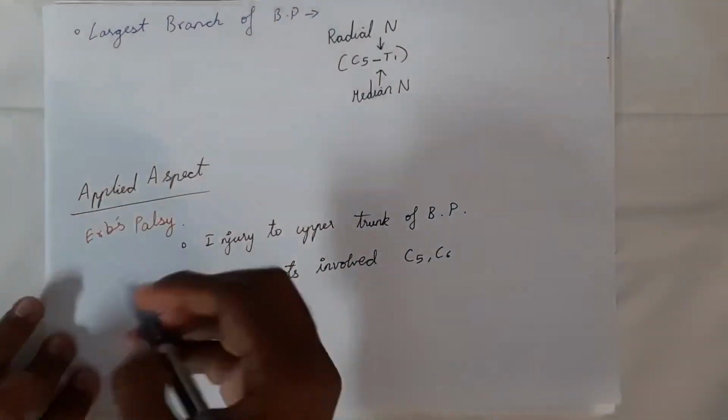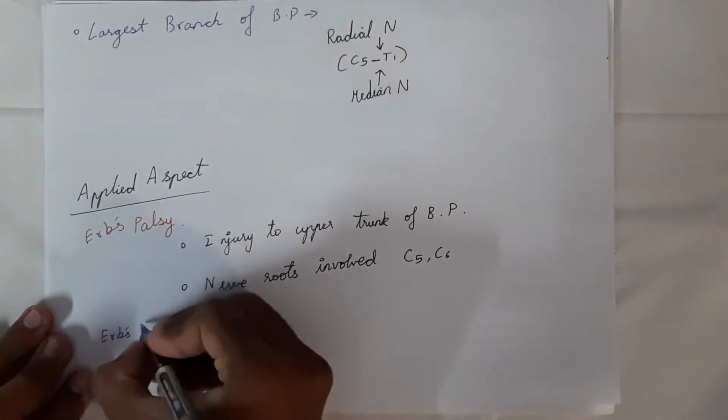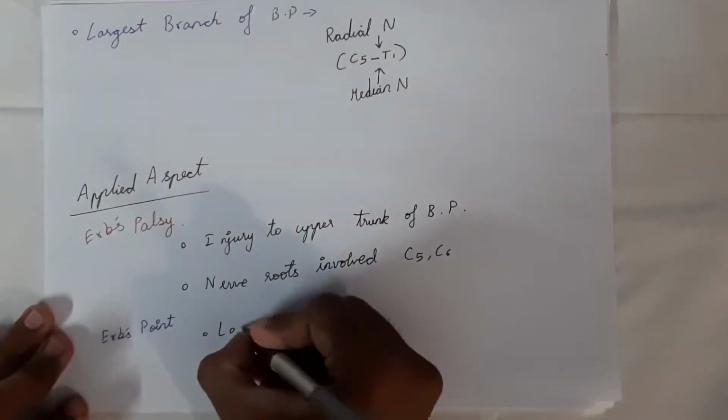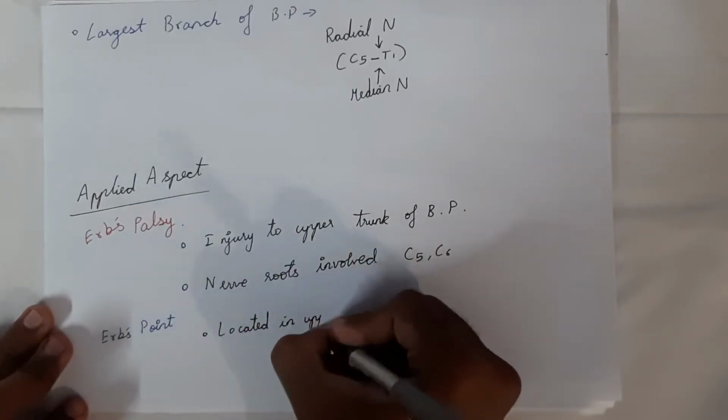And now we go to Erb's point. Erb's point is located in the upper trunk of the brachial plexus. It is a meeting point of 6 nerves.